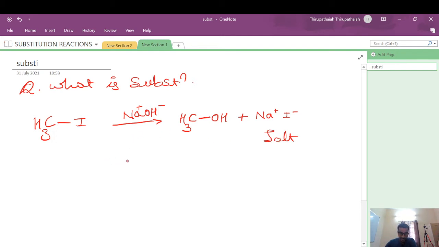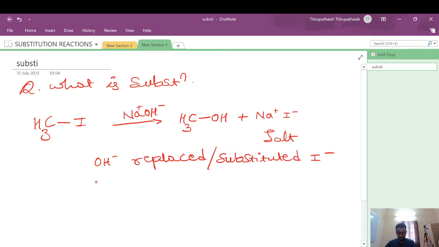Here OH minus replaced or substituted I minus. So this is an example of substitution reaction where one group, in this case iodide, is replaced by OH minus. So the reactions in which one group is replaced by another group are called substitution reactions.